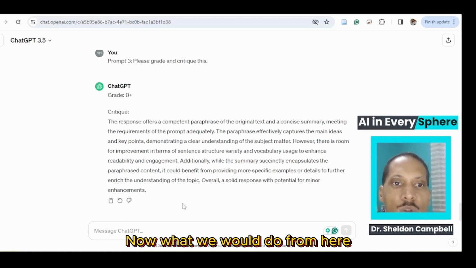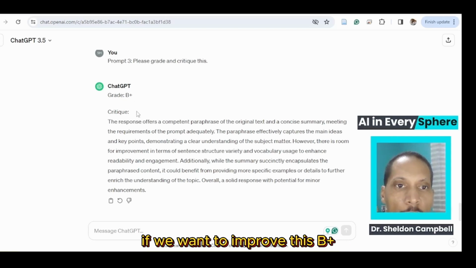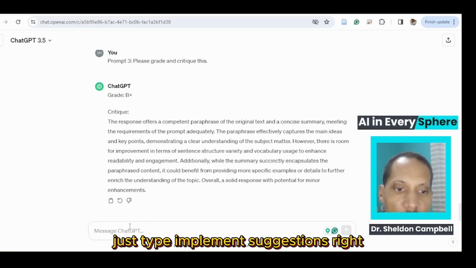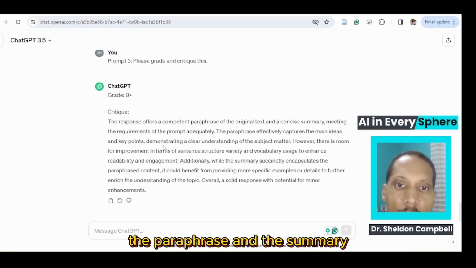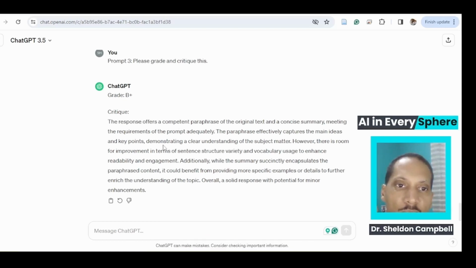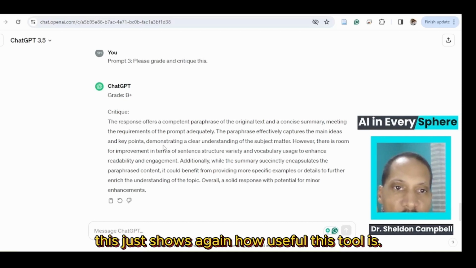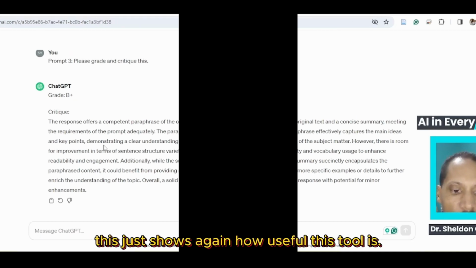Now what we would do from here, if we want to improve this B+ to an A, is we would simply just type in implement suggestions, right? And it would redo the paraphrase and the summary, and at that point it would either be maybe an A- or an A. But again, this just shows again how useful this tool is.